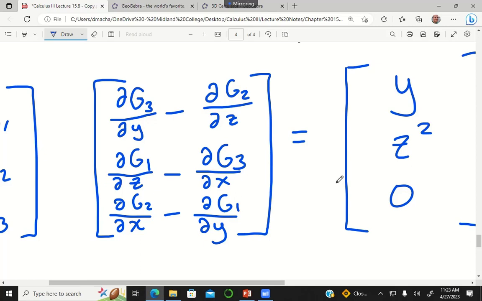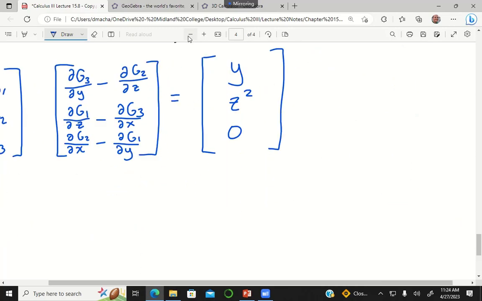If I'm doing this first entry, I know the partial can't be with respect to X because it's in the first entry. This is also the partial of G3, so it can't be with respect to Z, so it has to be with respect to Y. And so if you really spend 10 minutes trying to memorize this, you could definitely memorize it. And then, if you mess up like I do, you can still check your work like we did a second ago, using a normal way of taking the curl.